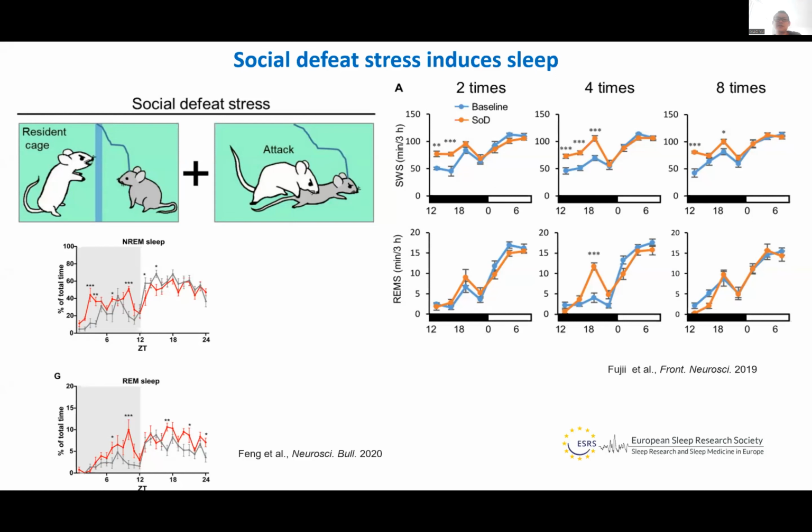Because VTA neurons are activated by stressful and aversive stimuli, and we have shown that the VTA has a very powerful role in sleep-wake control, we consider this pathway might allow stress to induce sleep.